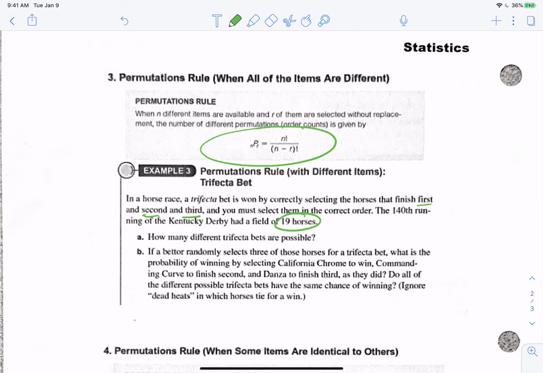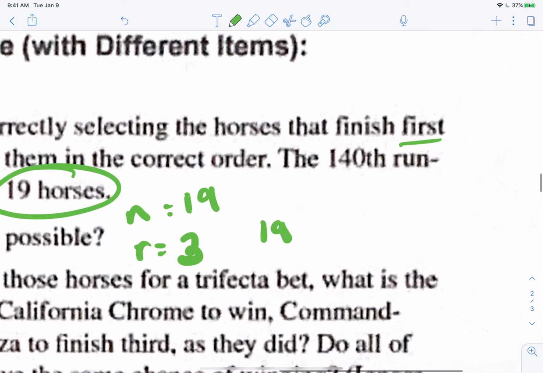Okay, so let's determine N and R. N is how many? N is the total. It is 19. N is 19, R is 3, and they have to finish in that order. So we do 19 P3 because this is a permutation, order matters. 19 P3. Find that on your calculator. It's around the same area as your factorial button.